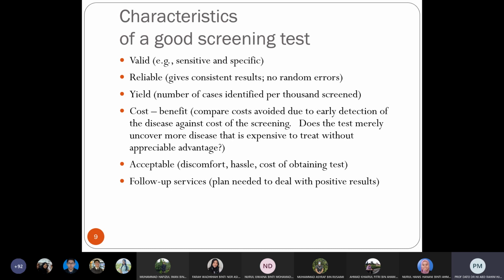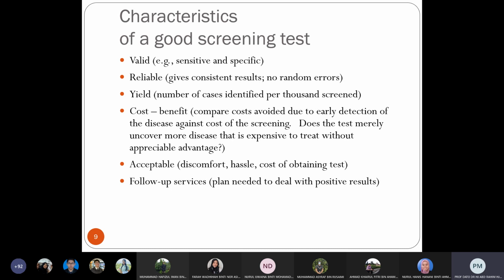Okay, this is the characteristic of good screening. One, it must be valid. What is meant by valid is it must be sensitive and specific. It must have a high sensitivity and specificity rating for this particular screening test tool. So if it is not valid, then there's no point of using that test. It must be reliable, give consistent results, no random errors.